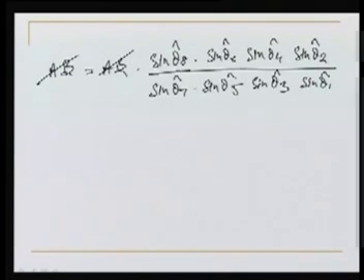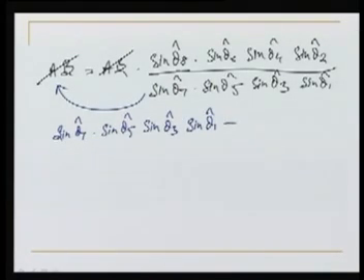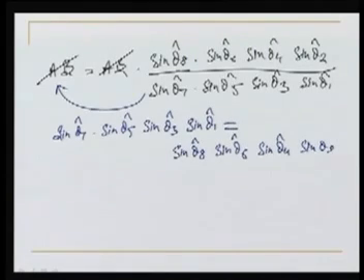And AB and AB, they will cancel out. So we can write this as now, if I take it here, sine theta 7 hat, sine theta 5 hat, sine theta 3 hat, sine theta 1 hat is equal to sine theta 8 hat, sine theta 6 hat, sine theta 4 hat, and sine theta 2 hat. Well, I take log of both the sides. So taking the log of both the sides, I can write this as now.